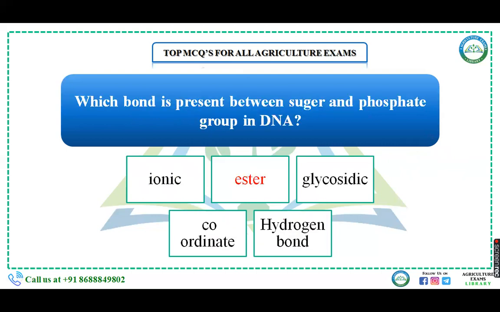Which bond is present between sugar and phosphate group in DNA? I have just told you that nitrogenous base combines with the sugar, and sugar combines with the phosphate with a bond. Regarding that bond they have asked: ionic bond, ester bond, glycosidic bond, coordinate bond, hydrogen bond. The right answer is that the phosphate group combines with the sugar through the ester bond.